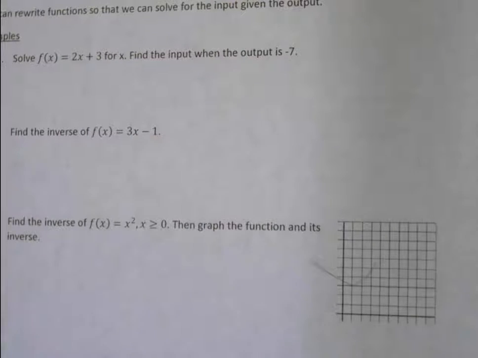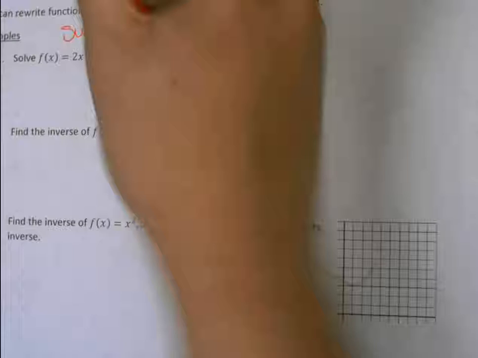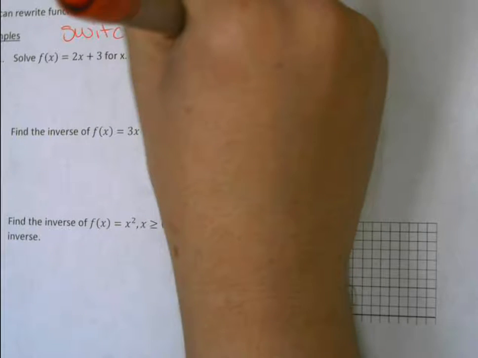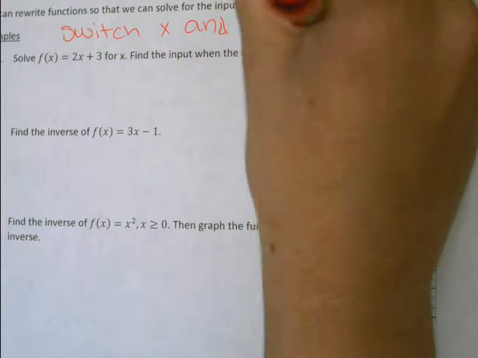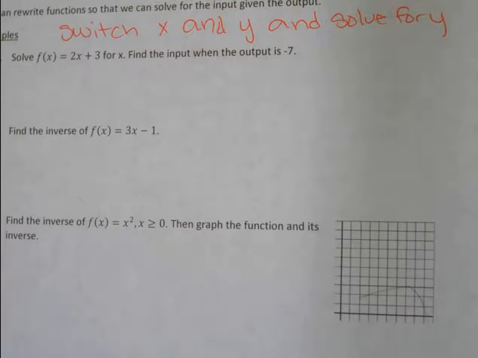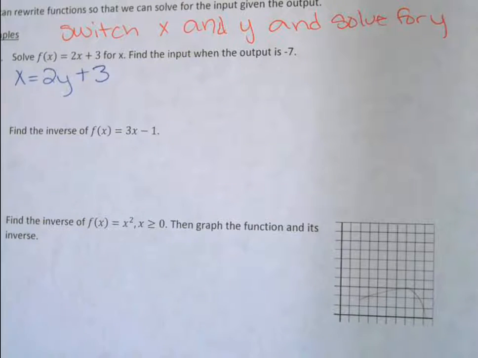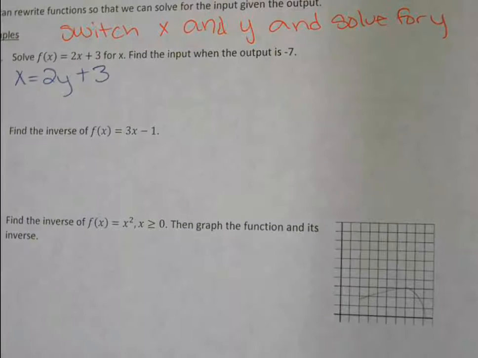So what I do to find the inverse is I switch x and y. I switch x and y and then solve for y. So on number 1, I'm going to have x equals 2y plus 3. So what I did, because remember f of x means the same thing as y.